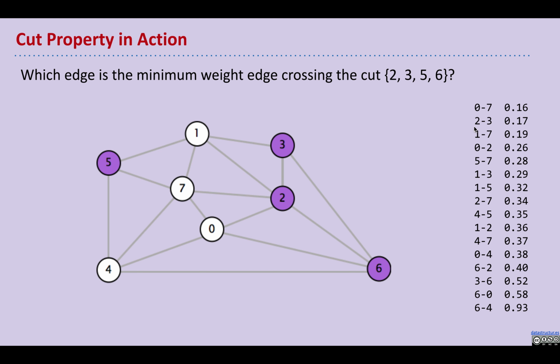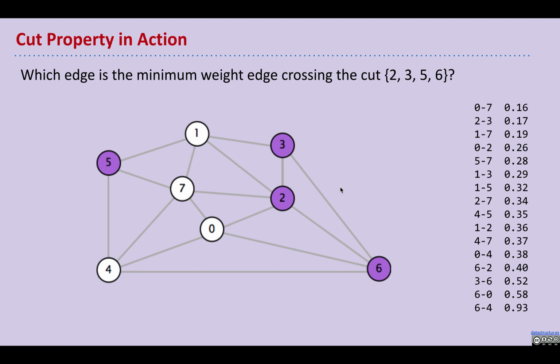Now let's try 2, 3. Is that one a crossing edge? What do you guys think? No, this one's not a crossing edge. Both 2 and 3 are purple. So that one does not count as a crossing edge. 1 and 7, does that one count? No, that one is also not, they're both white. 0 and 2, what about this one?